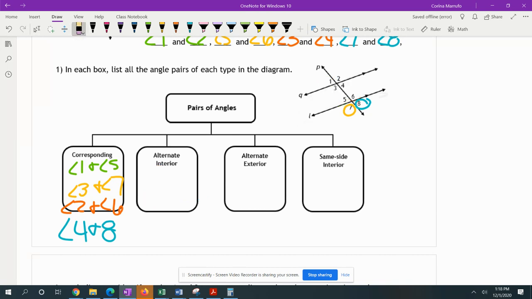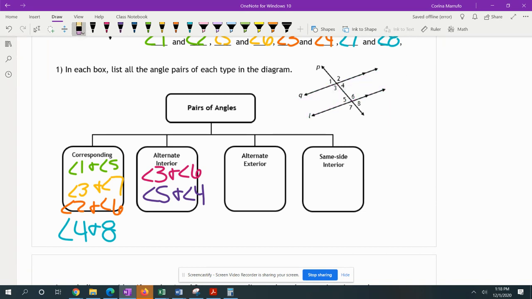So we're only worried about the inside angles. Okay. So this is inside my parallel lines. Okay. Alternate, that means on opposite sides. So 3 is on an alternate side of 6. So angle 3 and angle 6. And then we have 5 and 4. So angle 5 and angle 4.